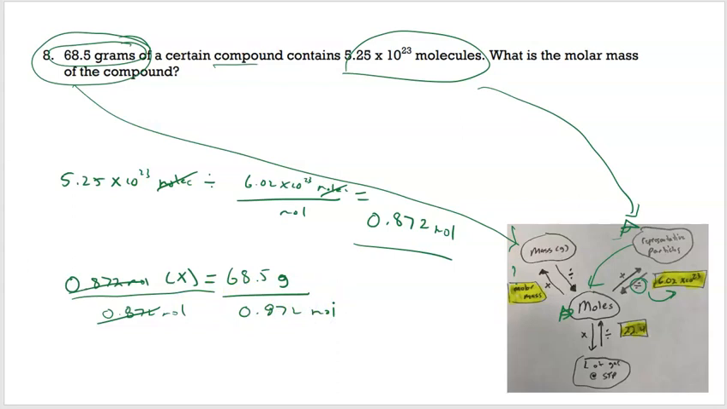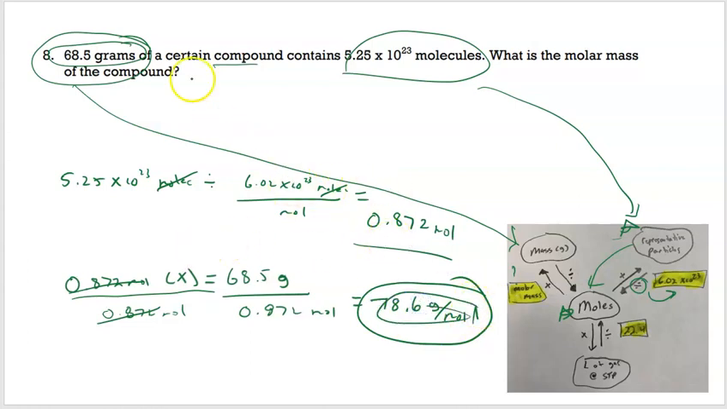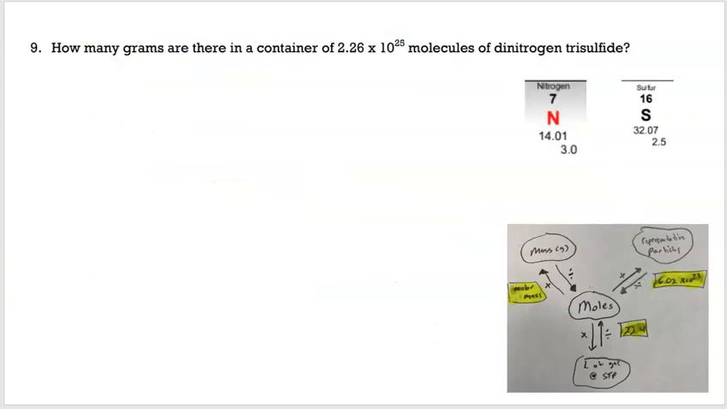And so 68.5 divided by 0.872, and I get 78.6, I believe, grams per mole. Yeah, 78.6 grams per mole. All right, last one. No, two more, excuse me.